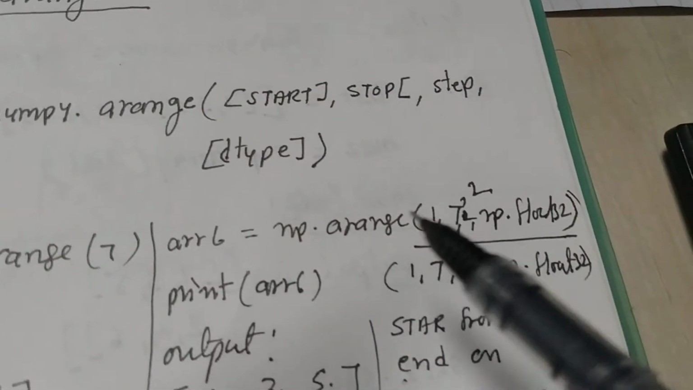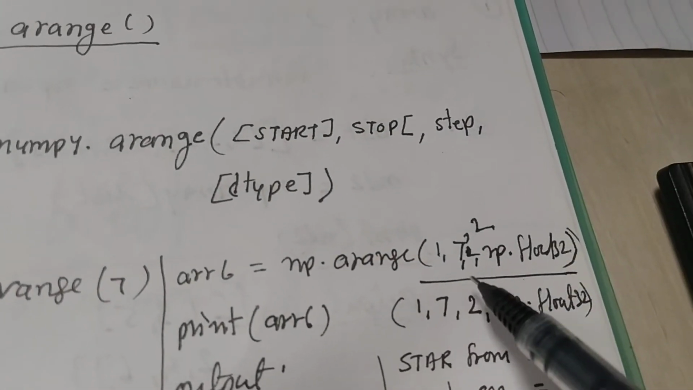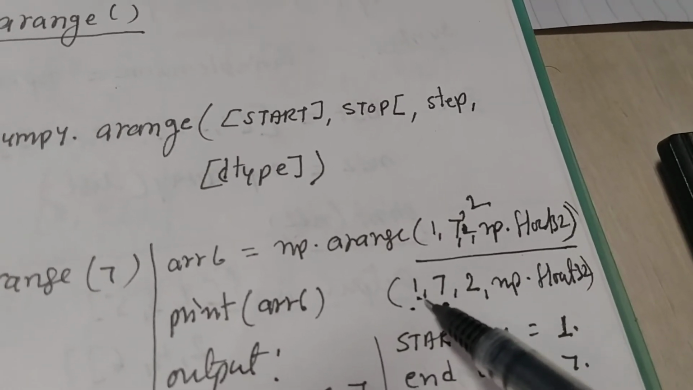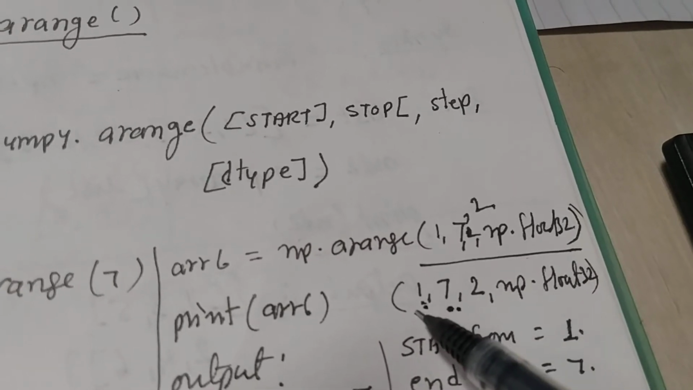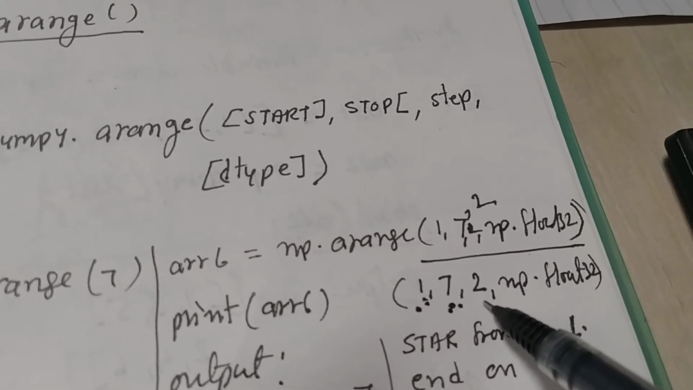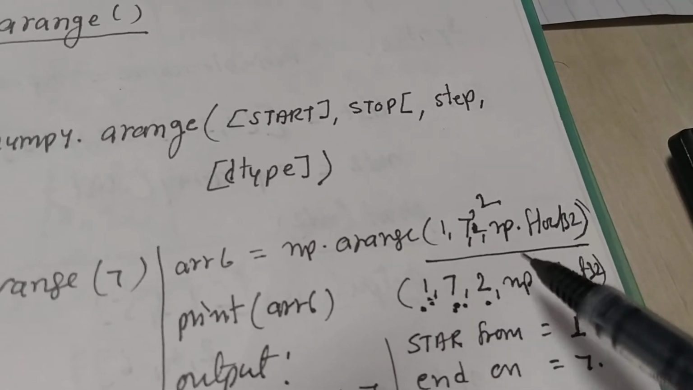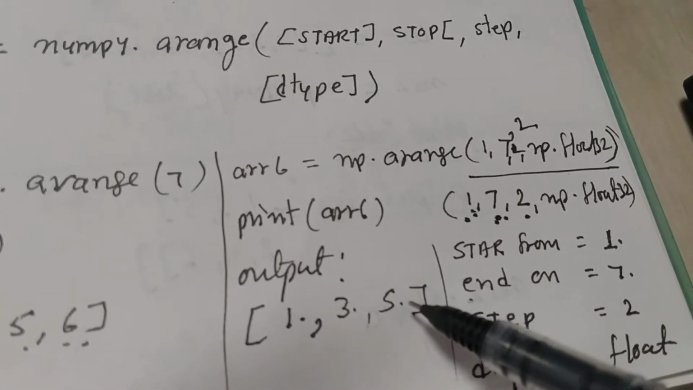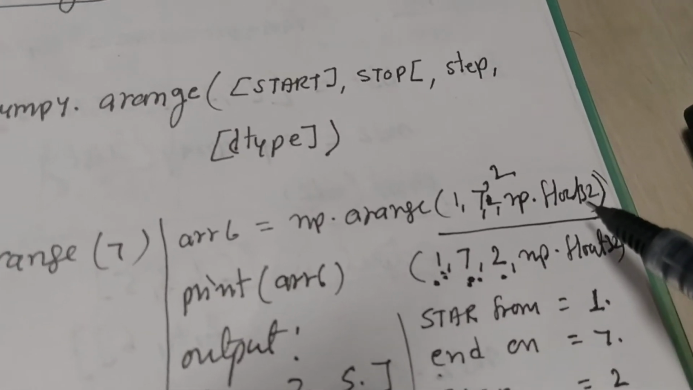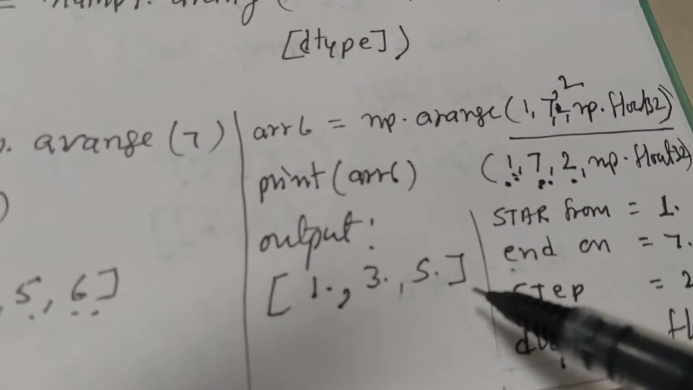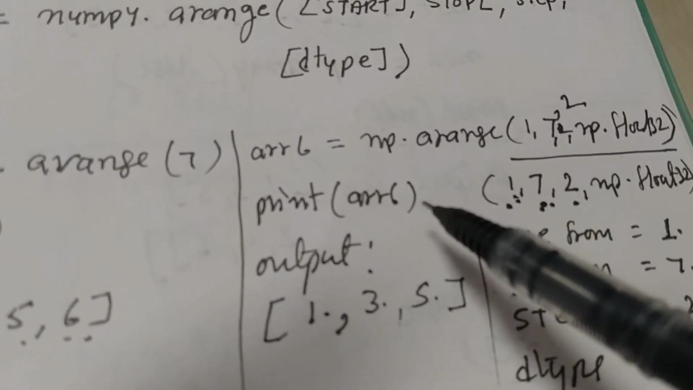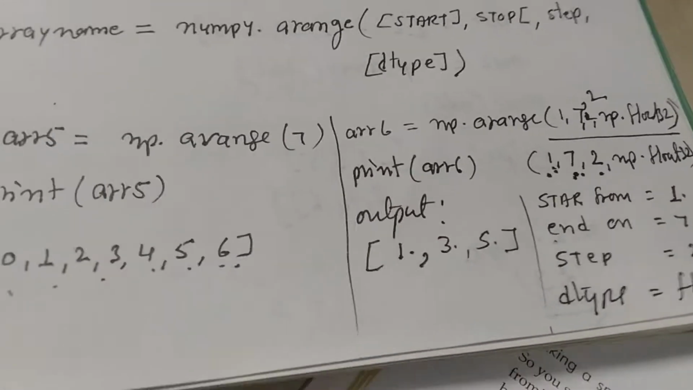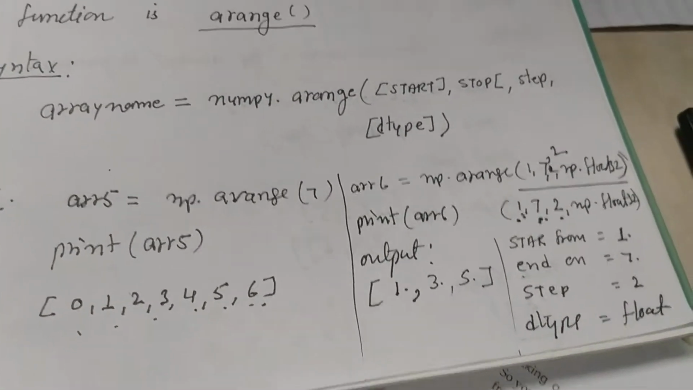Done. Then the next thing is array 6, np dot arange, we are having 1 to 7. We want to create from 1 to 7, means starting is 1, ending is 7, and the step is 2. Means 1 plus 2 is 3, 3 plus 2 is 5, 5 plus 2 is 7, like that. So its answer is 1. 3. 5. because its data type is float32, so its answer is in float. Arange array 6 we are going to print here. So this is about the arange function.